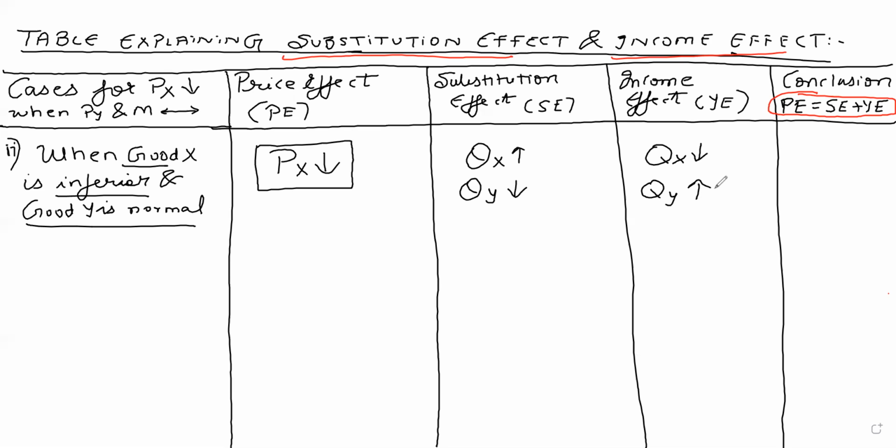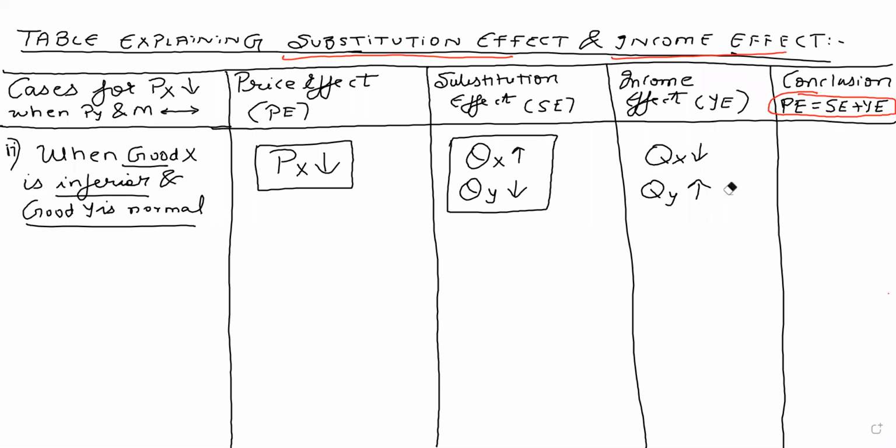So I hope students have understood the change from case 1 to case 2. You can clearly see there is no change in substitution effect. That remains the same. But if you clearly observe the income effect, when price of good X falls, purchasing power has gone up. When your purchasing power has gone up, and you can see that good X is inferior, but good Y is normal, you will want to spend more on buying the normal good and less on buying the inferior good. That means when your purchasing power goes up, you buy more of normal but less of inferior.